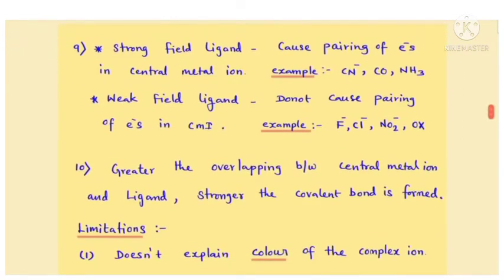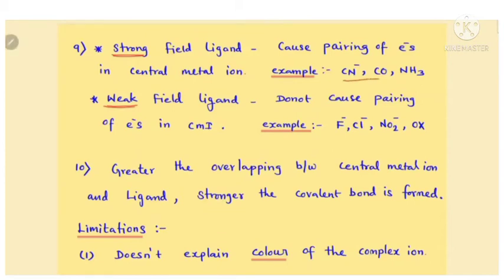In case of ligands, there are two types. One is strong field ligand, another one is weak field ligand. So what is the difference between strong field and weak field ligand? Strong field ligand can cause pairing of the single electrons which are present in the central metal ion. So in presence of a strong field ligand, if there are any unpaired electrons in the central metal ion, they get paired up. Okay, pairing takes place in presence of strong field ligand.